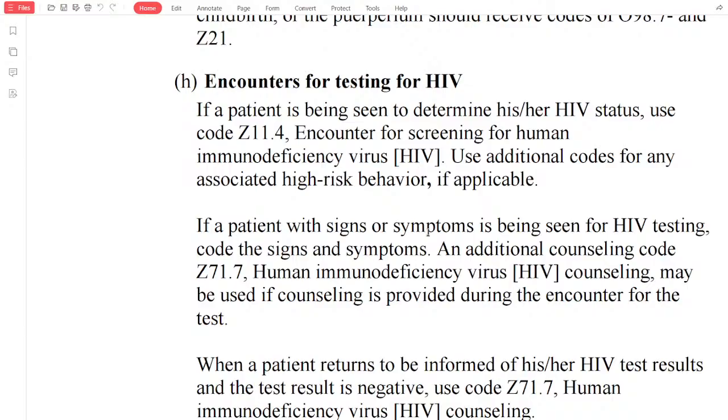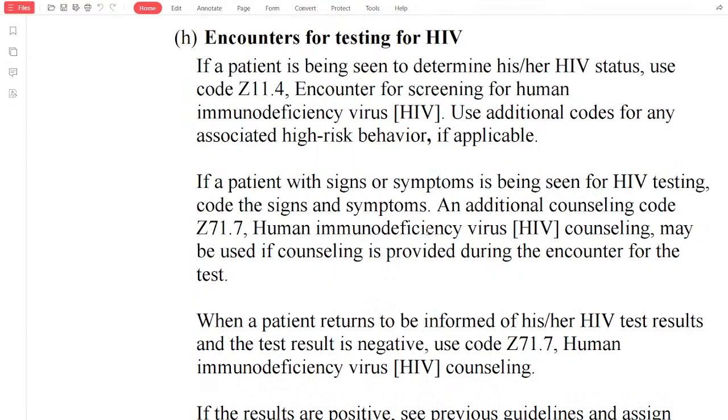Okay, so this case is for testing HIV. If a patient is being seen to determine HIV status, you have to code Z11.4, encounter for screening for HIV virus. Use additional code for any associated high risk behavior if applicable.